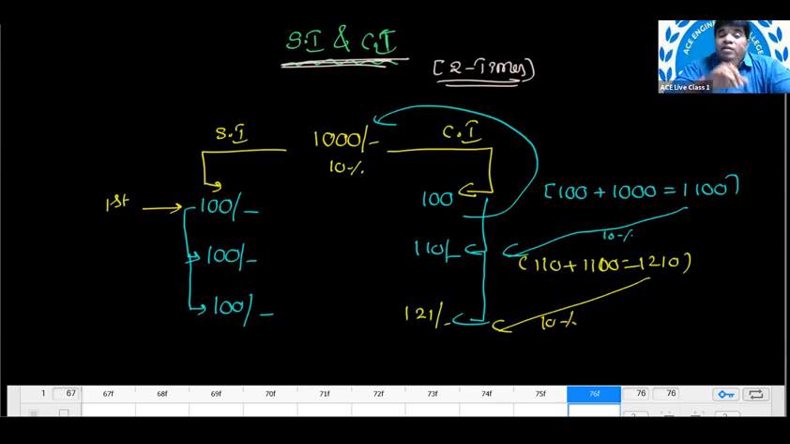That is simple interest. But in compound interest, if the first month you are not paid, then immediately the interest is added to the previous principal, and the total becomes the principal of the next period. That is the main difference between simple and compound interest.